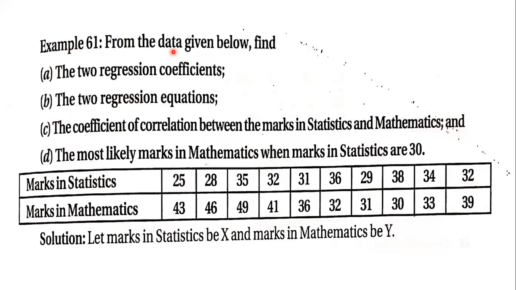So from the data given below, find two regression coefficients, two regression equations, and the coefficient of correlation between the marks in statistics and mathematics, and the most likely marks in mathematics when marks in statistics are 30. Now, first of all, tell me what are the two regression coefficients?